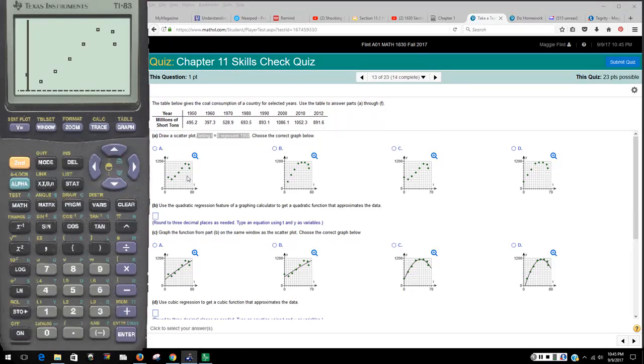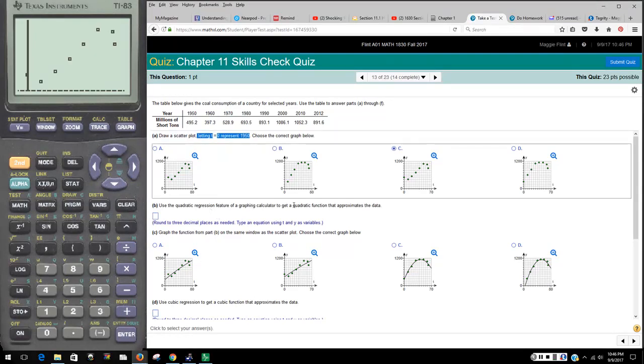So even though this looks very similar, that's not it. This is not it because it's not the right shape. This is not it because it's not the right shape. This is the correct graph because it has a point on the y-axis and it's the right shape.